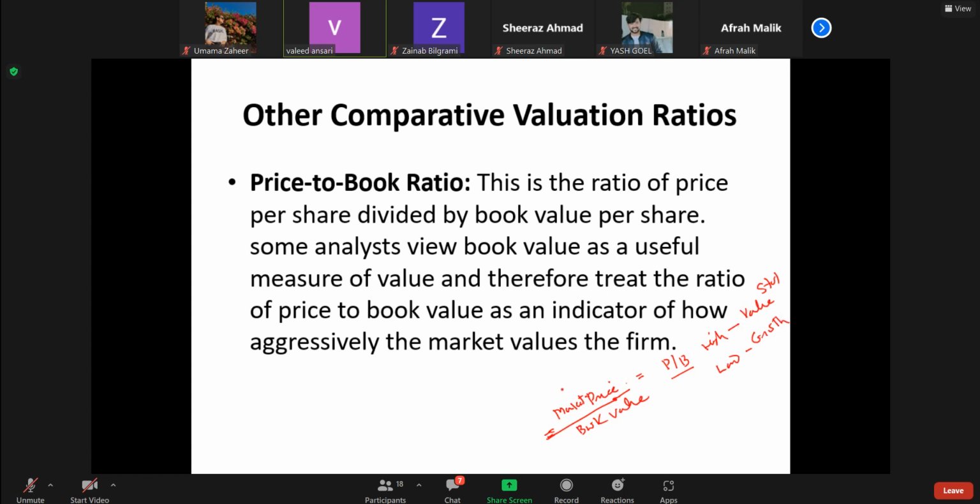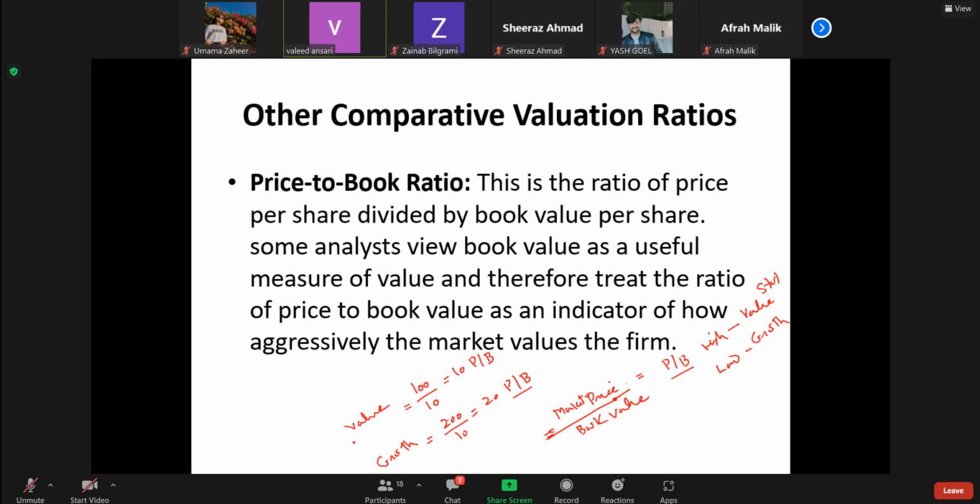Now, for instance, let us put some numbers here. Let us say that the market price of the stock is 10 and book value is 10. So the PB ratio is 1. There is another company, let us say its market price is 200, book value is 10, so the PB ratio is 20. Now, normally this is classified as a value stock and this is classified as a growth stock.